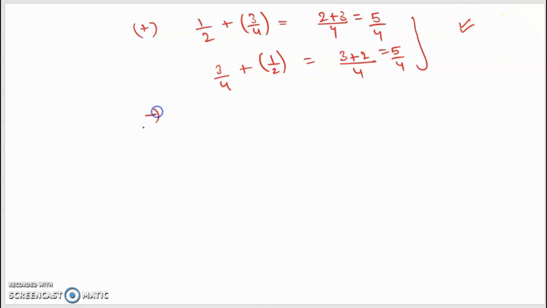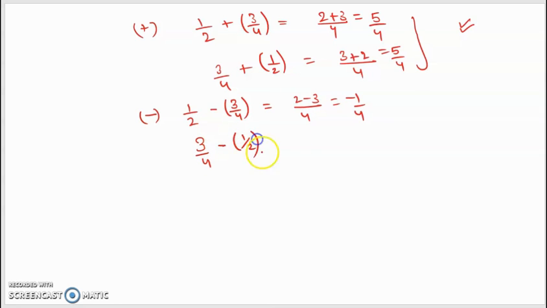For subtraction, 1 by 2 minus 3 by 4 gives me 2 minus 3, which is minus 1 by 4. Now exchanging the position, 3 by 4 minus 1 by 2 gives me 3 minus 2 by 4, which is 1 by 4. So we can clearly see that it does not follow the commutative property for subtraction.